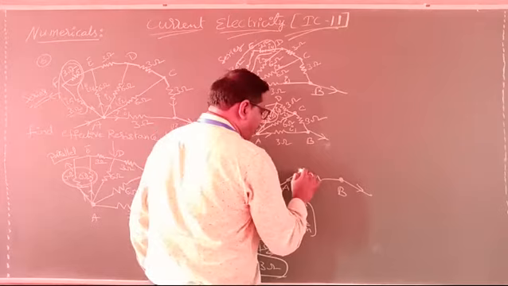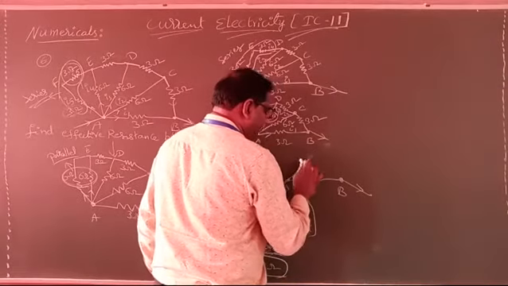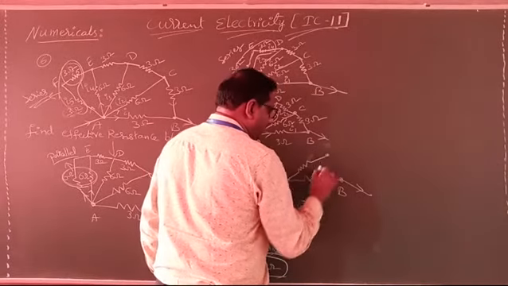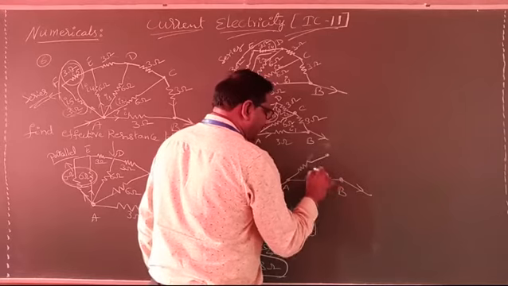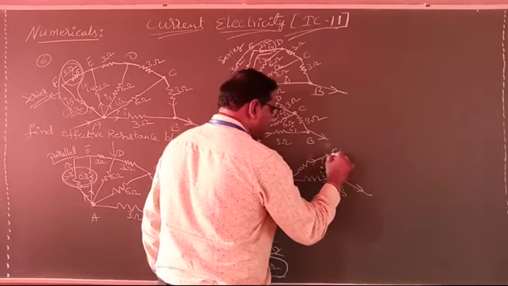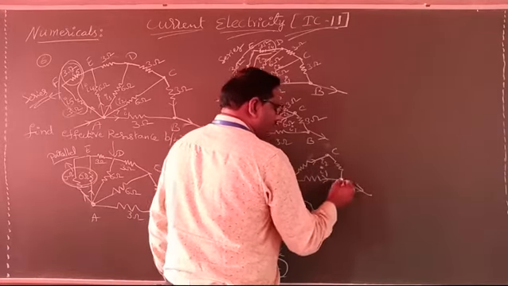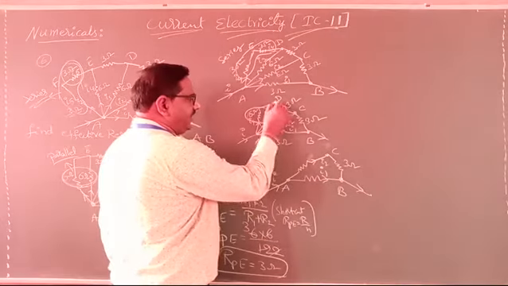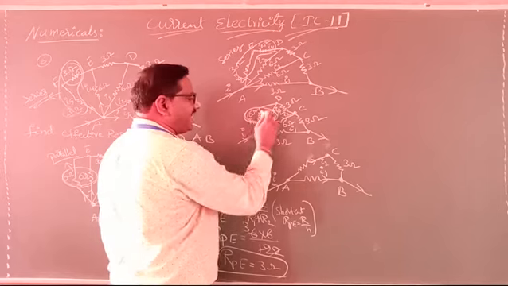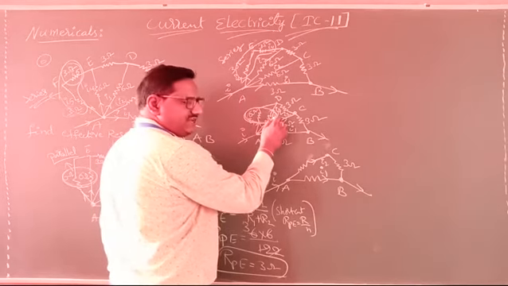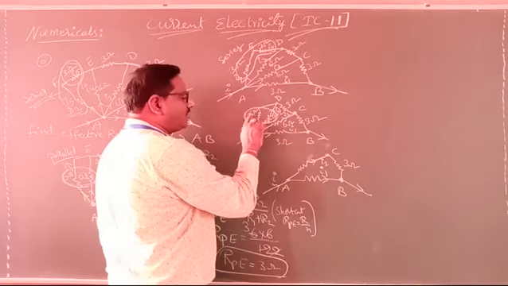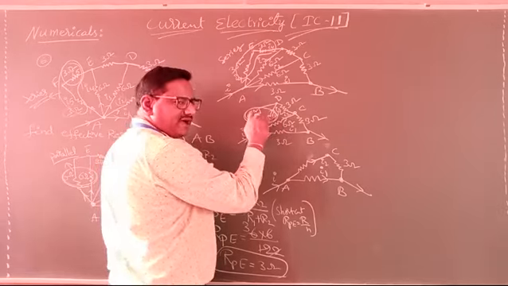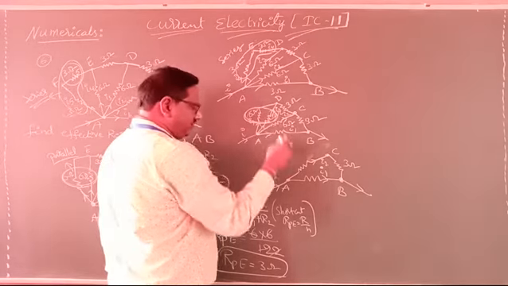Now from B to C point, the current will be I1, here I1 current, here I2 current at C point, and from C to B point it is 3 ohms. Next, from C to D. Now these are effectively 6 into 6 by 6 plus 6, that is 2 equivalent, that means 6 by 2, so it is 3 ohms.